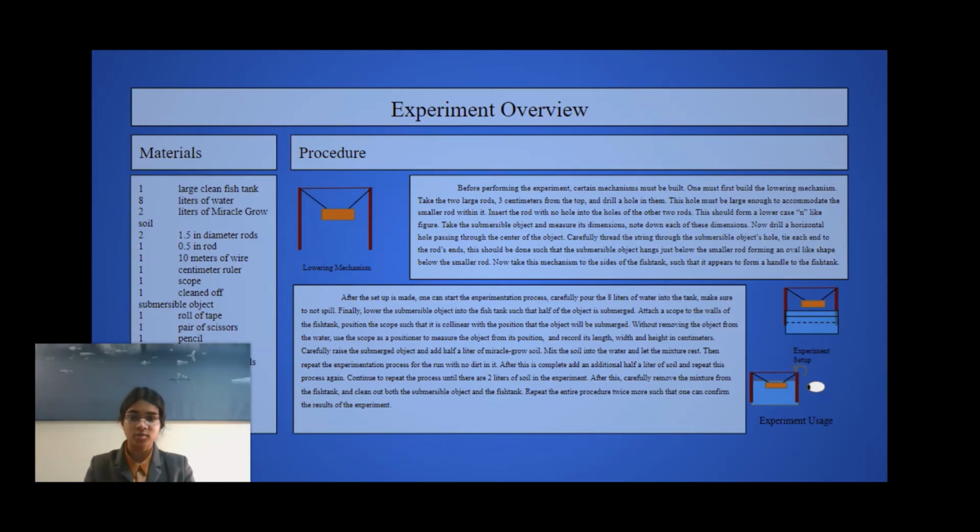I raised the copper pipe and added half a liter of dirt to this solution. I mixed it in and allowed it to settle before re-lowering the copper pipe into the experiment. I repeated this experiment, taking measurements from the same side using the scope. After getting 1.5 liters of dirt in the experiment, I removed the water and cleaned up the experiment setup and repeated it twice more to confirm my results.